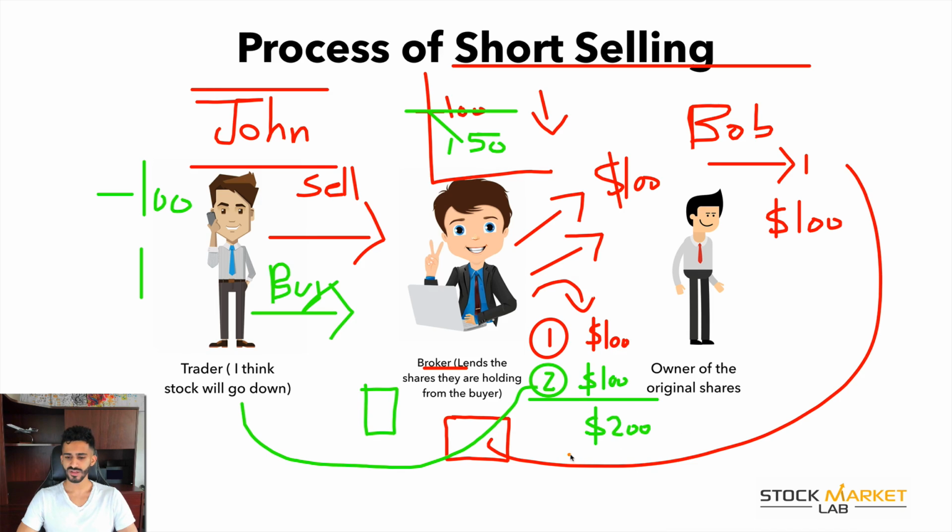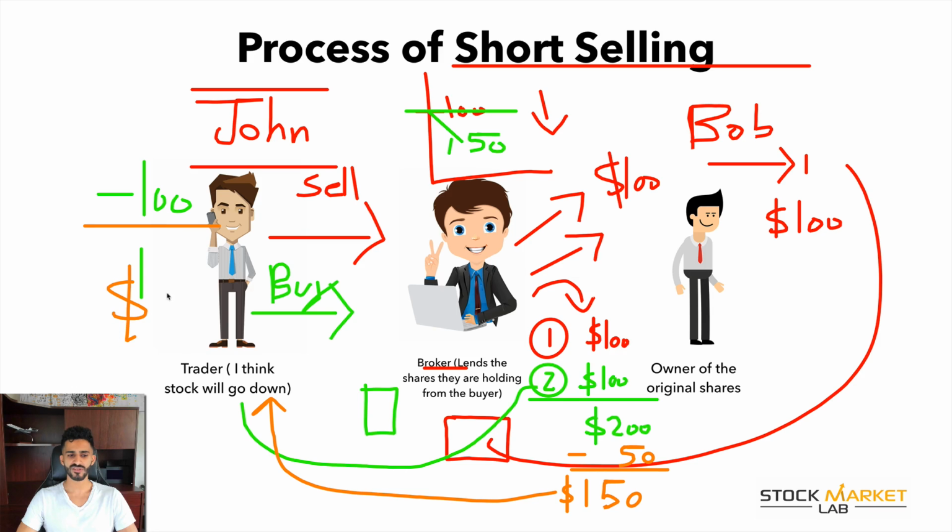So what happens is the broker minuses $50 from the cash they have, and how much is left over? $150. $150 is left over. So what the broker does is the broker takes this $150 and it goes to John. So John gets his original $100 back, and on top of that, John gets $50 profit. The broker gets their shares back, and the broker makes their commission, and the broker makes their interest. So John is happy, the broker is happy, and Bob basically has no idea what's going on.